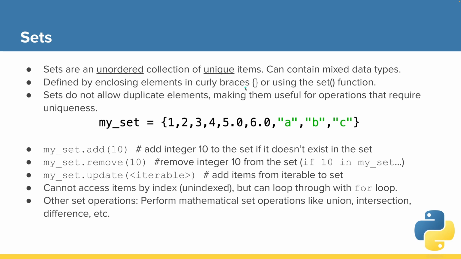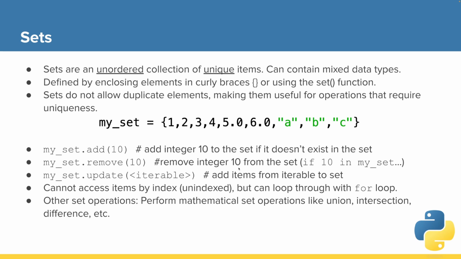We can, as we have talked about, use those curly braces. Also, we can use the set function to create a set. And there's a few useful operators. These methods are add, where we can add the integer 10 to our set if it doesn't exist. If it does exist, it will not be duplicated because there's no duplicates. We can remove a value. So if the integer 10 here is within our set, it will remove the integer 10 from the set.